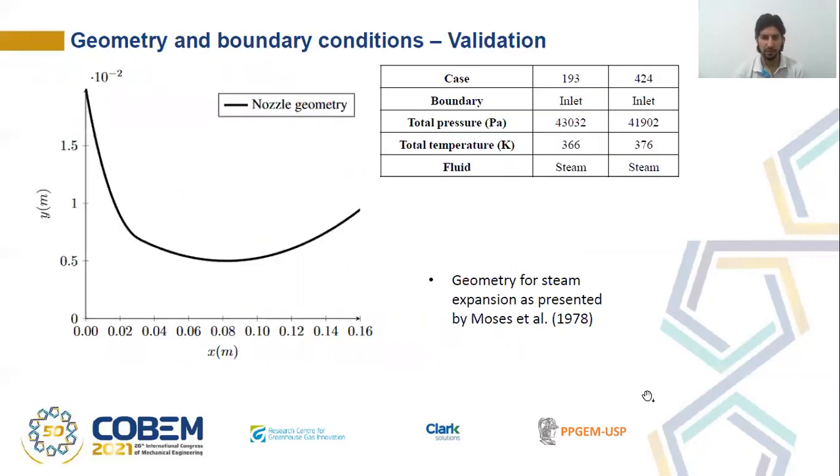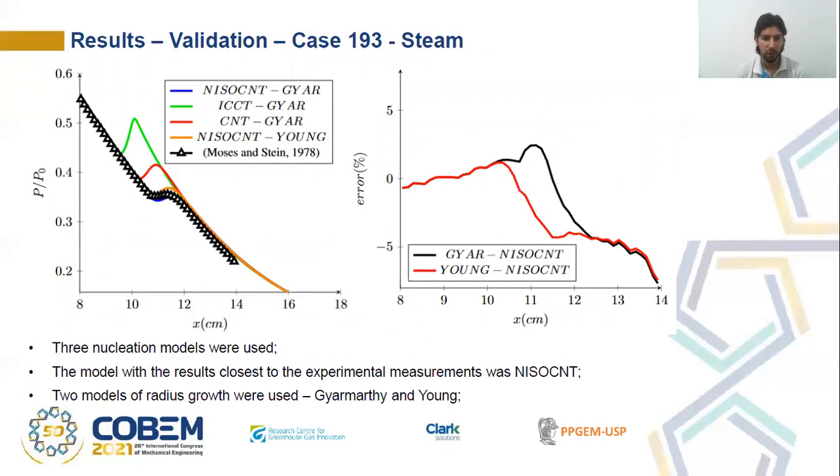For validation purposes, we used the geometry and experimental data presented by Moses in 1978 and selected cases 193 and 424 to simulate and compare the results to validate our model. Here I present the results of case 193. We applied three different numerical models for the nucleation process. From those three, we saw that the non-isothermal classical nucleation theory had better agreement with the experimental measurements, so we also compared two models of radius growth, the Gyarmathy and Young models.